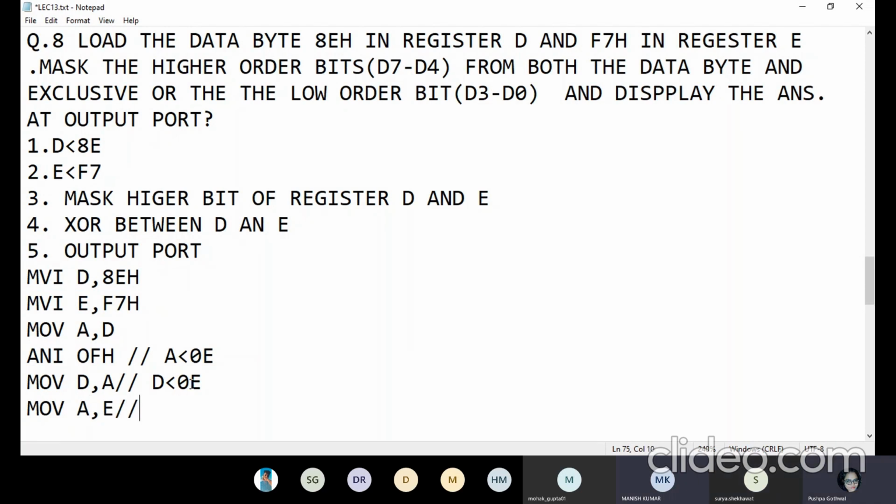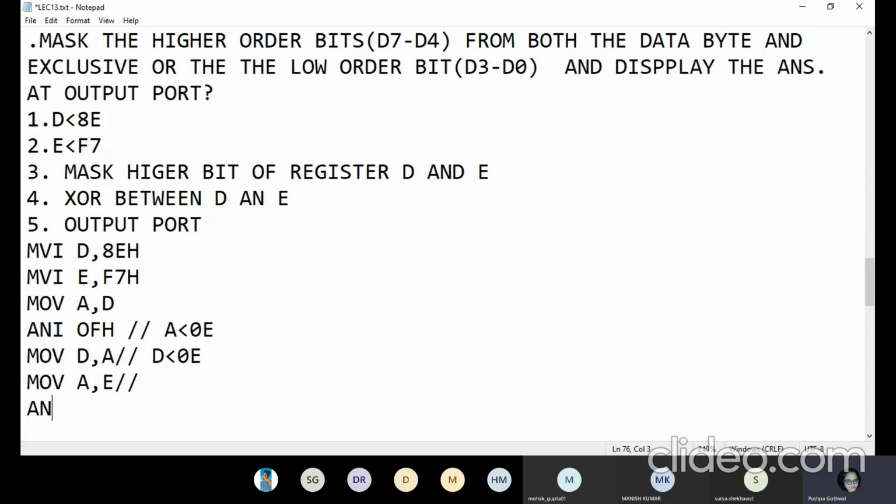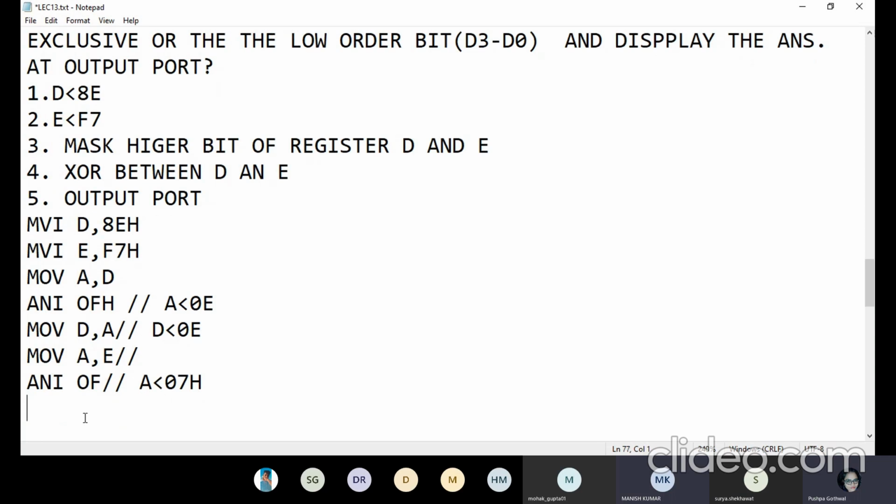Now I am transferring the E content into the accumulator. Then I will write ANI 0FH again. What will be the answer here? You are getting 07H. Okay. Now your accumulator contains 07H and your D register contains 0EH.